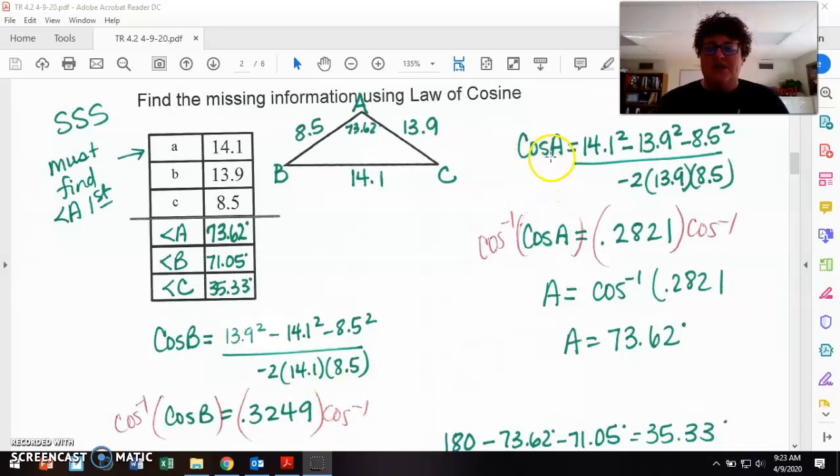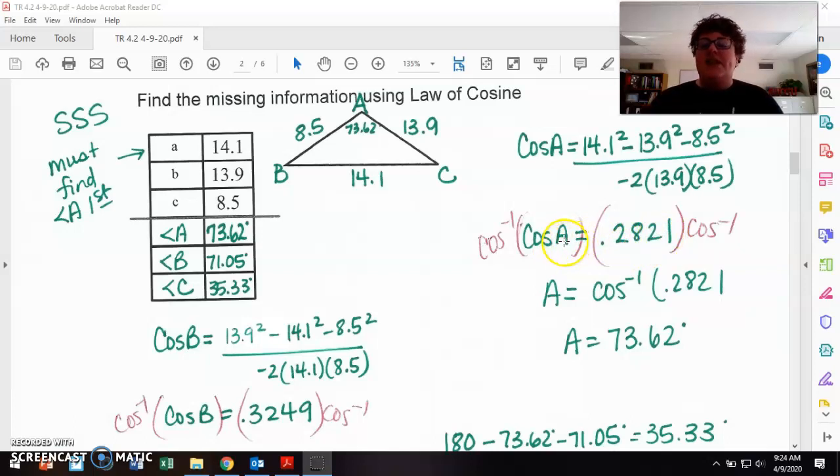So we want to use the cosine of A formula. So it's A squared minus B squared minus C squared divided by negative 2BC. When you put this into your calculator, I highly encourage you to put all the top in parentheses and then divide and all the bottom in parentheses. I think I'm going to do a video on how to put these into your calculator because there's usually a lot of calculator error on these just by inputting it. So you should get the cosine of A is equal to 0.2821, something like that.